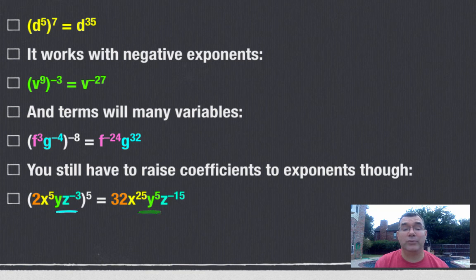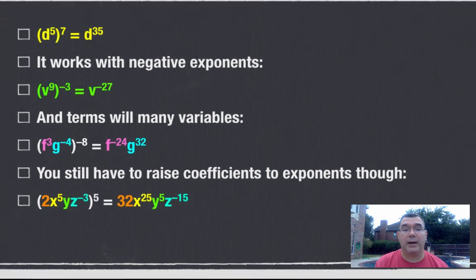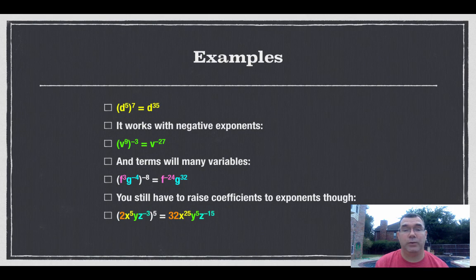And z to the negative 3 to the 5th is going to be z to the negative 3 times 5, which is z to the negative 15. So that is how we multiply when we have variables being raised to exponents, mixed with other things, mixed with coefficients sometimes.